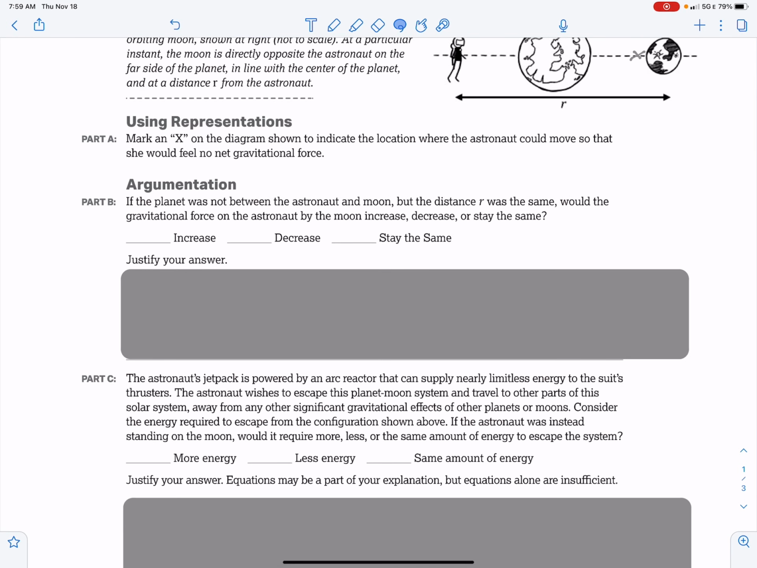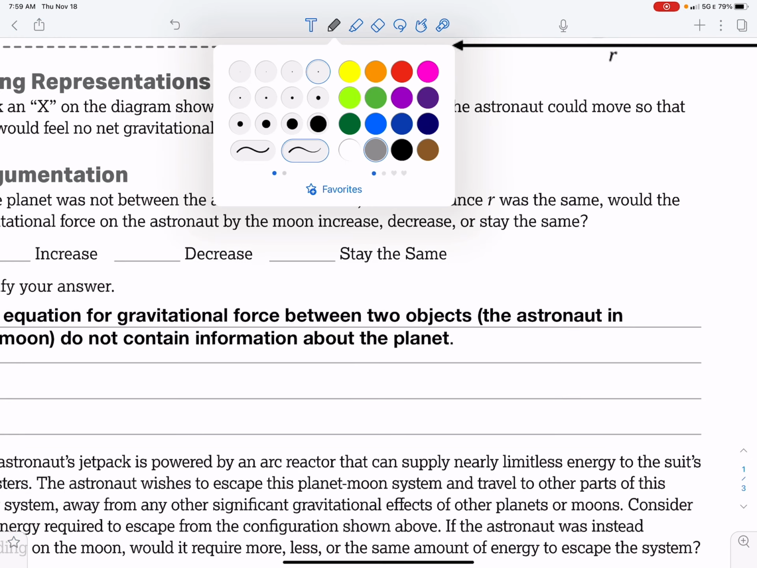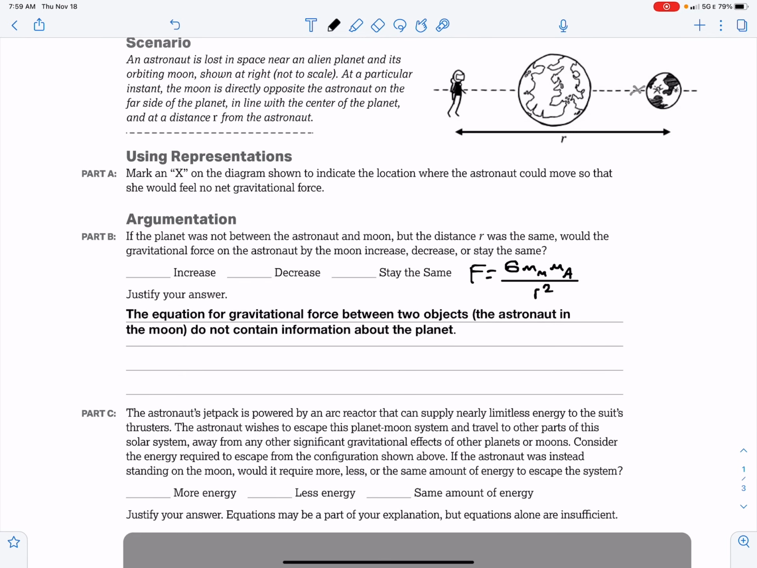If the planet was not between the astronaut and the moon, but distance r was the same, would the gravitational force on the astronaut by the moon increase, decrease, or stay the same? The equation for gravitational force is F equals big G, mass of the moon times mass of the astronaut, divided by r squared. Notice it does not contain any information about the planet. The gravitational force would stay the same.